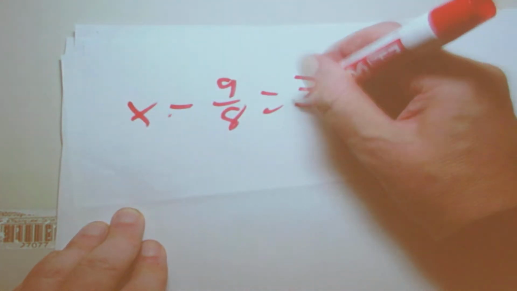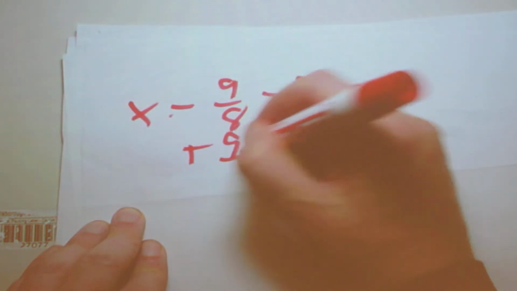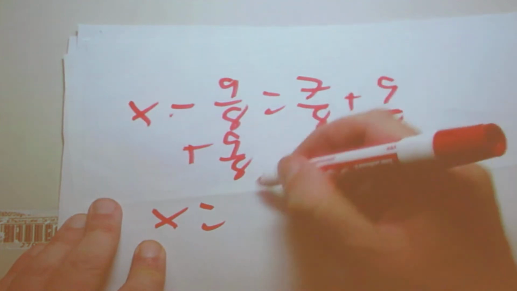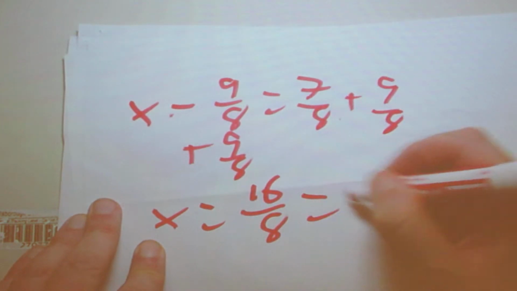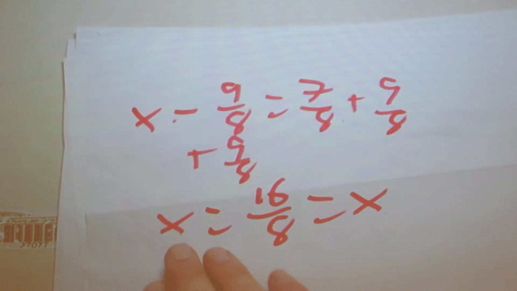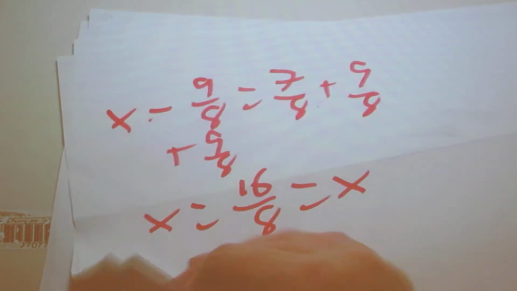If we want to just keep the fraction, we can say x minus 9 over 8 equals 7 over 8. Add the 9 over 8 to both sides. x equals 16 over 8, which equals 2. On this one, it doesn't matter which way you do it, you're going to get the same thing.